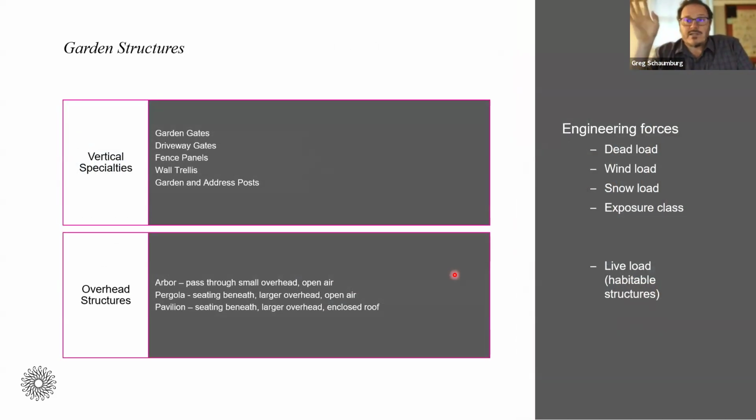From a boring slide standpoint, we have just a couple here. There are some vertical specialties, and those would be things like garden gates and driveway gates and fences and wall trellises, et cetera.